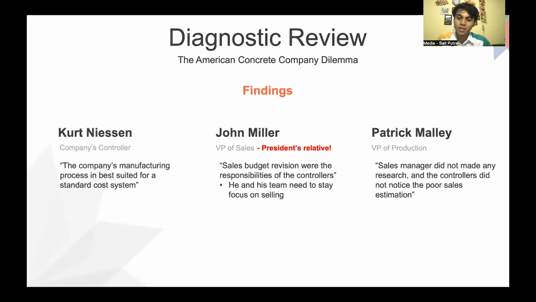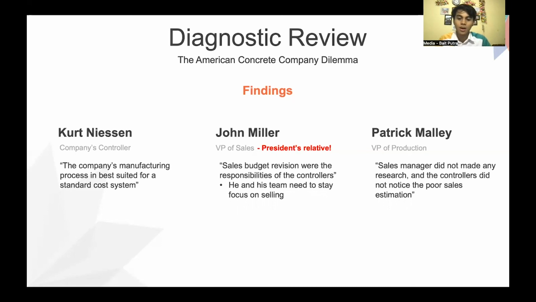And then Patrick Melly, the VP of the Production Department, says that the sales manager did not do any research and the controllers did not notice the poor sales estimation. So all these three persons blame each other. Kurt Niessens blames the system and also the people within the system. John Miller blames Kurt, the company's controller.